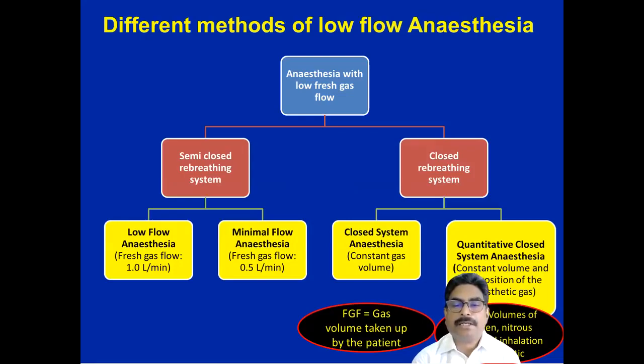In closed system anesthesia, the fresh gas is equal to the volume of gas taken by the patient. Suppose the patient is taking 200 ml of oxygen per minute and 300 ml of nitrous oxide per minute, you replace with a fresh gas flow of 500 ml with a different composition. But in quantitative closed anesthesia, if the patient is taking 200 ml of oxygen and 300 ml of nitrous oxide per minute, you replace exactly the same ratio, 200 ml of oxygen and 300 ml of nitrous oxide. That is called quantitative closed system anesthesia.